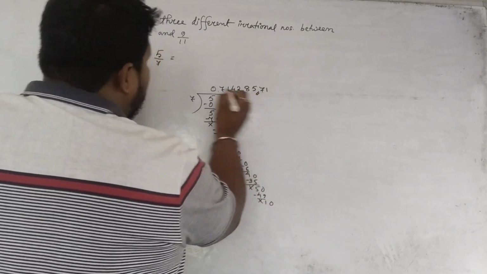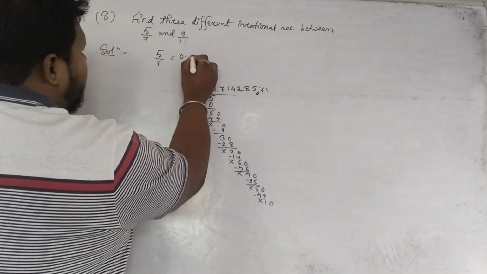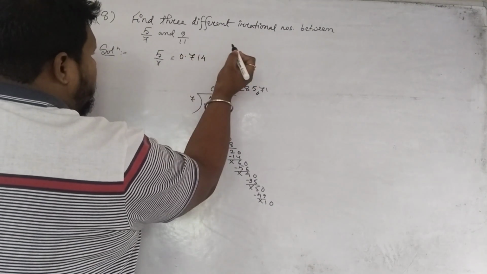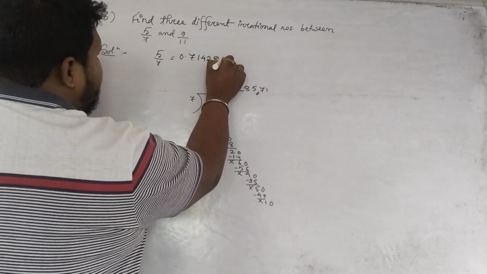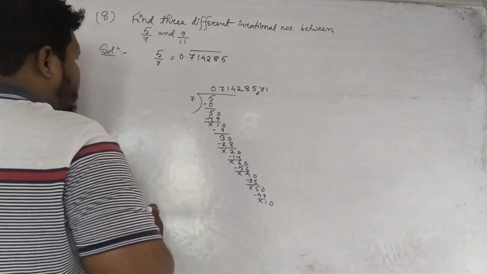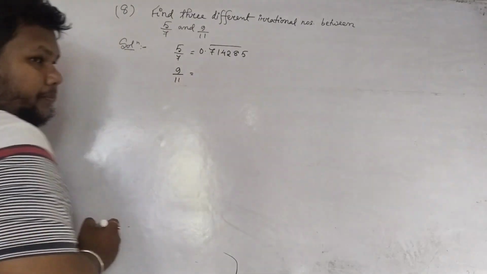Now it is again repeating from 7. So you can write 0.7142285 bar. Again you have to divide 9 by 11.